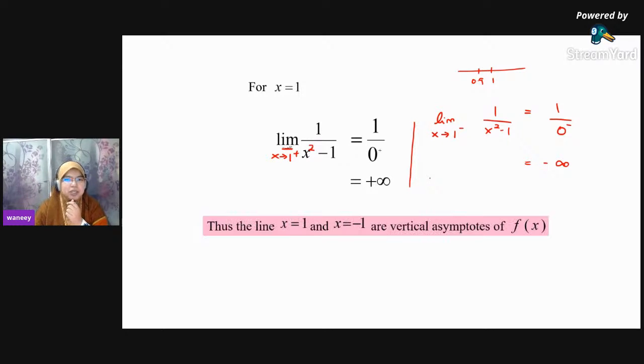Okay, so that means we can say that the lines x equal to 1 and x equal to -1 are vertical asymptotes of f(x). When we try to substitute, we do get something with infinity, so they are definitely vertical asymptotes.